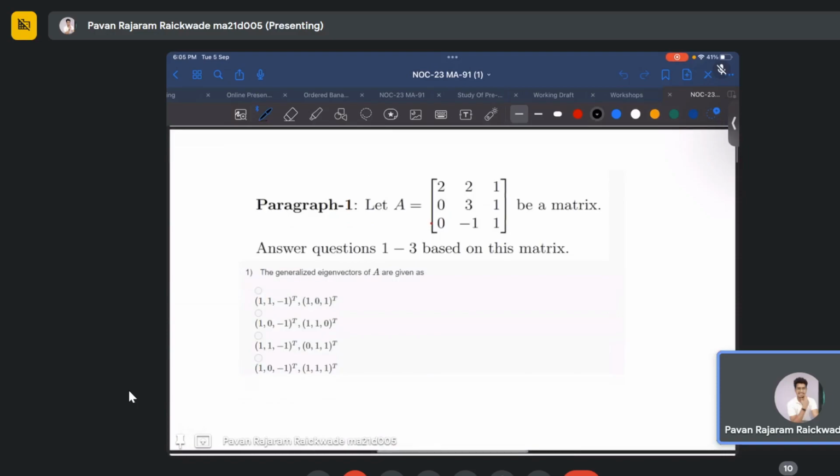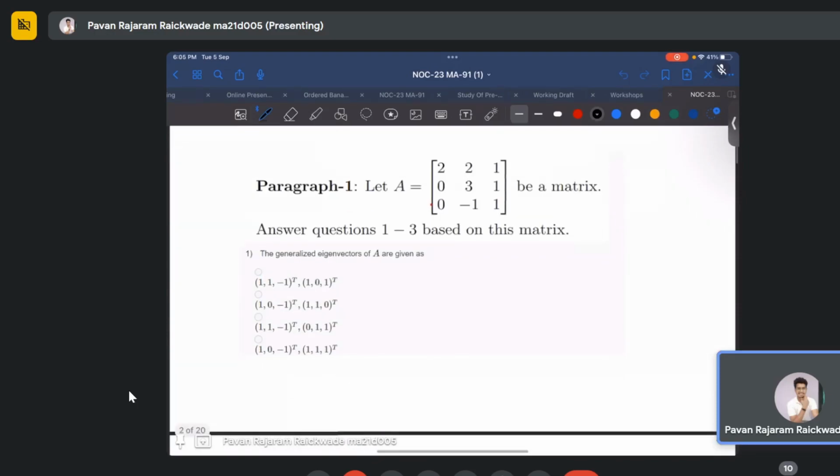So we have question number 1. Paragraph 1 says that we have to use the matrix A, this matrix, for the questions 1 to 3.